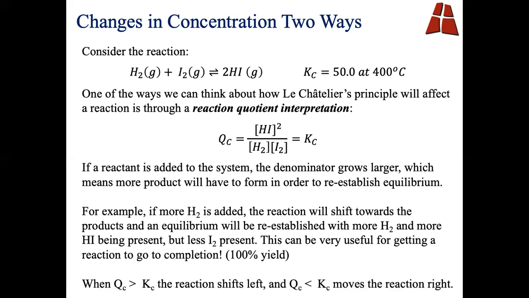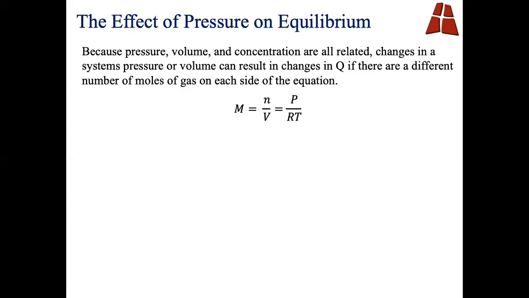Of course, when we're considering our reaction quotient, we always want to compare it to K. And so if Q is greater than K, then the reaction would shift towards the left. And if Q is less than K, then the reaction would shift right. And that is something that is a review from our last class. All right, so that was concentration.